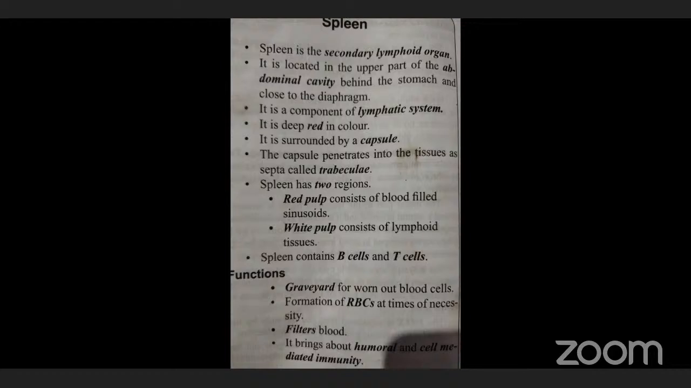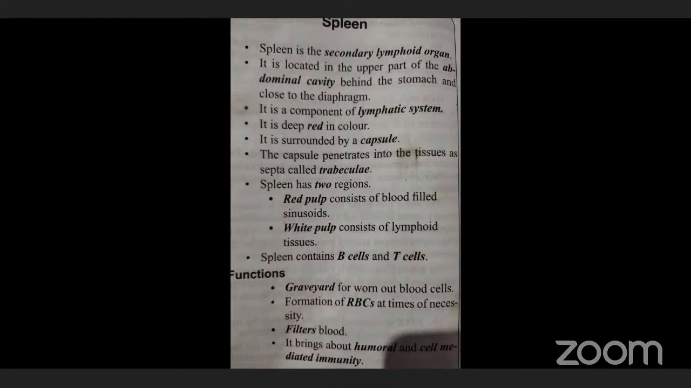So what are the major functions of the spleen? Formation of RBC at the time of necessity. When there is a lack of RBC production from the major site, at that time RBC will be produced from the spleen. Another major important function of the spleen is that it filters the blood.